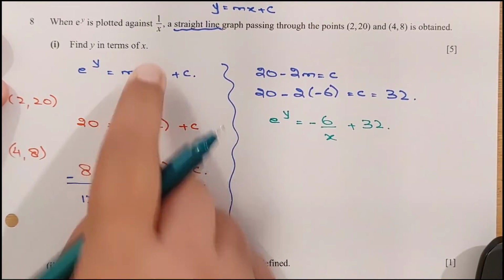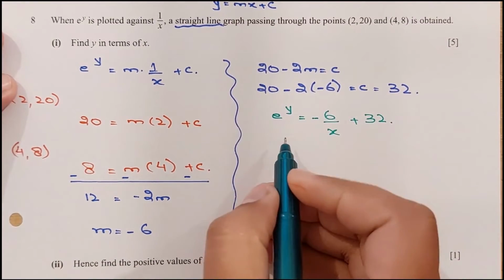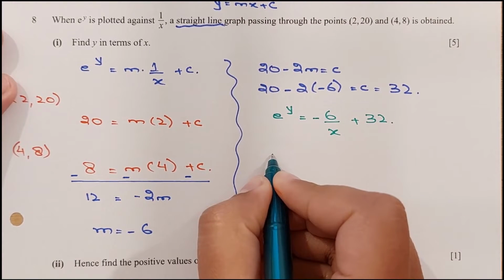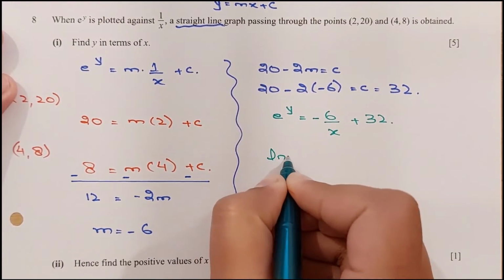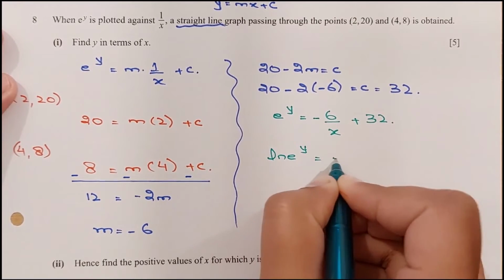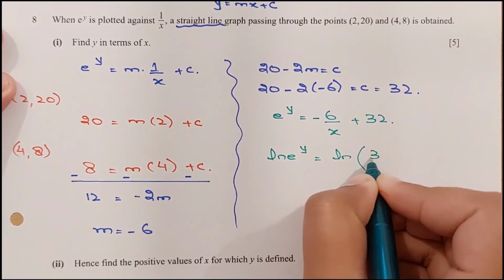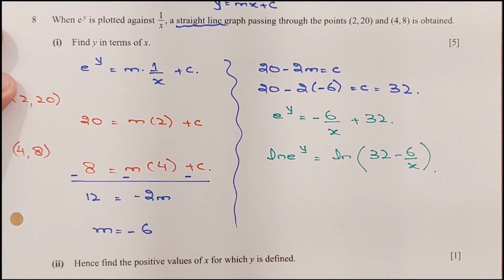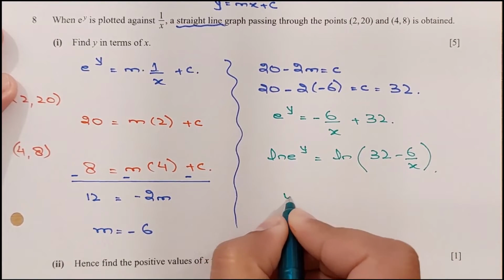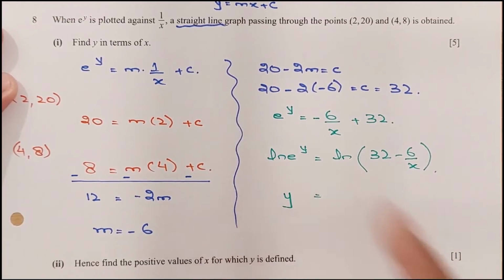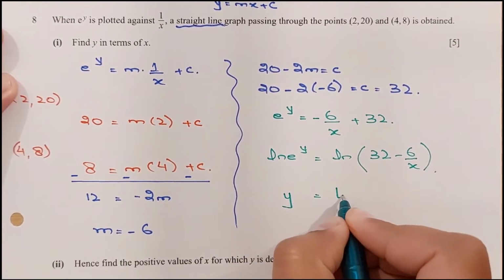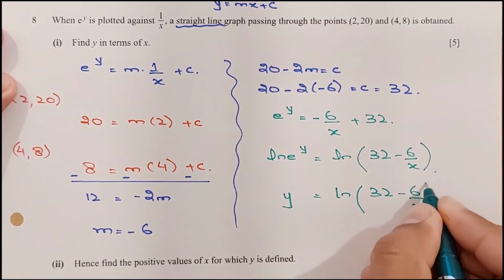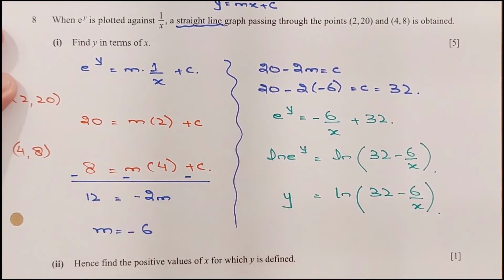We have to find y in terms of x, right? So how can we get the y value? We can take natural log on both sides. ln of e power y equals ln of 32 minus 6 over x, right? And then we can say y equals, because ln of e power y is just y, so y equals ln of 32 minus 6 over x. So this is y in terms of x.